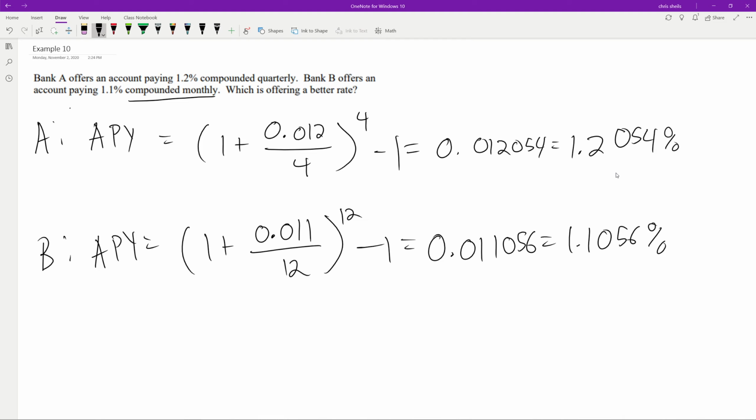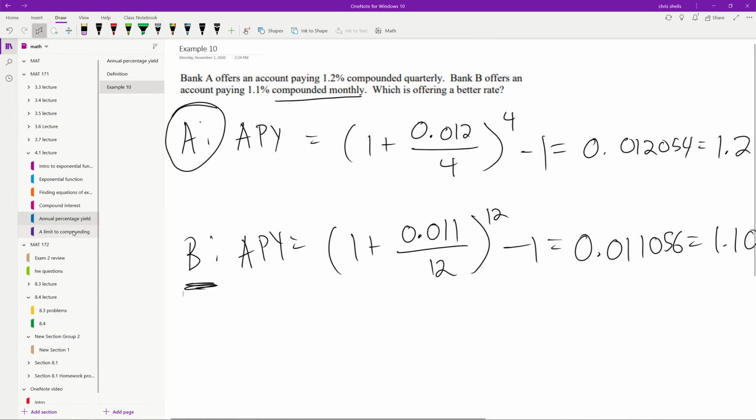So Bank A offers the better rate. The more frequent compounding for Bank B isn't good enough to catch up with Bank A's better APR. This means that Bank A is offering a better rate.